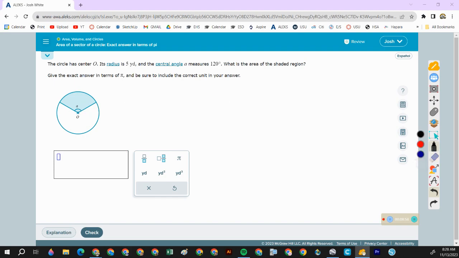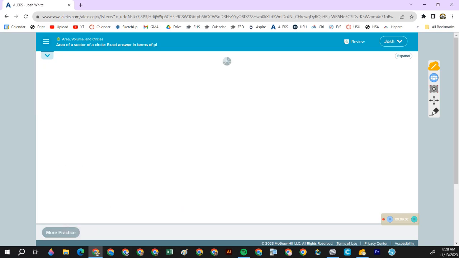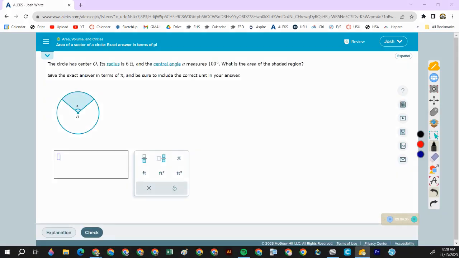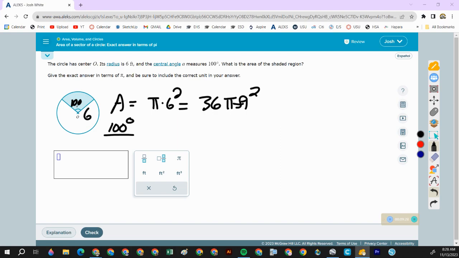Let's do one more. Radius is 6, central angle is 100. So the area of the circle is pi times 6 squared, which is 36 pi feet squared. My piece of pizza is created using a 100-degree angle. The entire circle has 360 degrees. That's going to simplify down to 5 over 18. So I times this by 5 over 18. 18 goes into 36 2 times. So we get 10 pi feet squared.